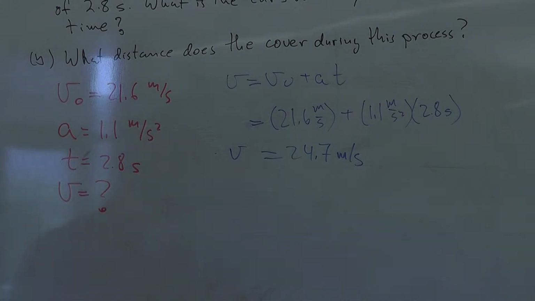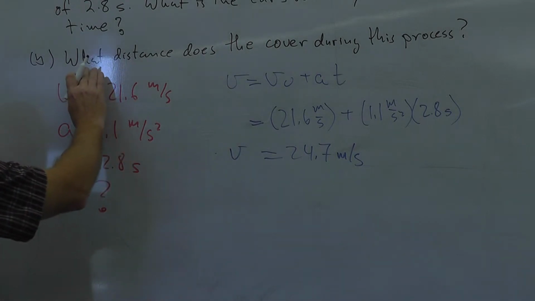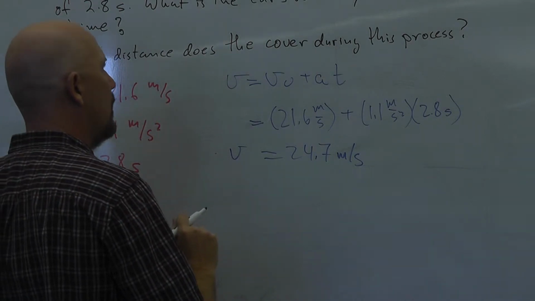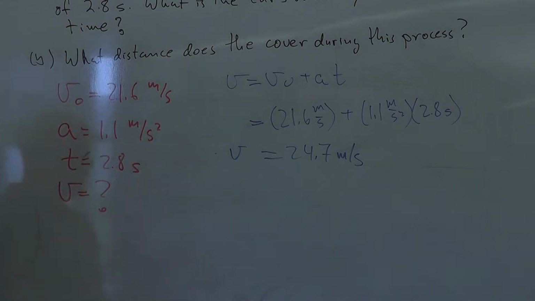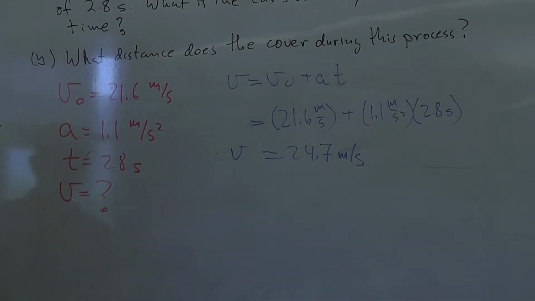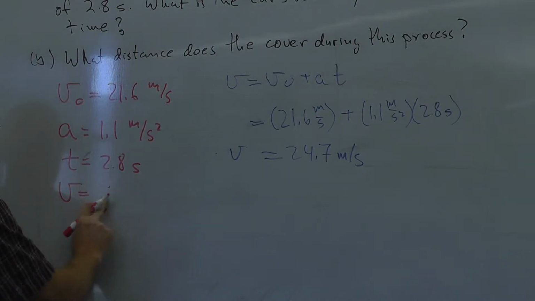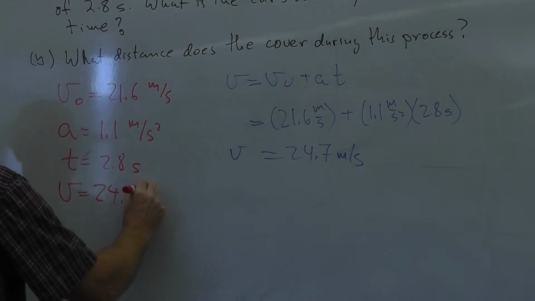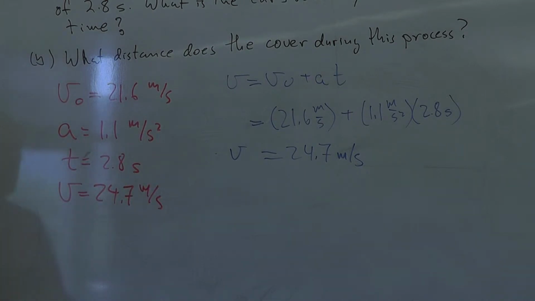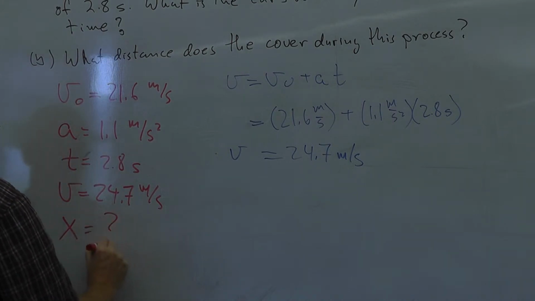Now I want to do part B of the problem. Part B says, what distance does the car cover during this process? Okay? So now we are asking about distances. Let's put in the other things that we don't know. Let's substitute one thing we do know. We do know that V at the end of the process is this. I don't know if that's going to be important yet or not. What we don't know is x.